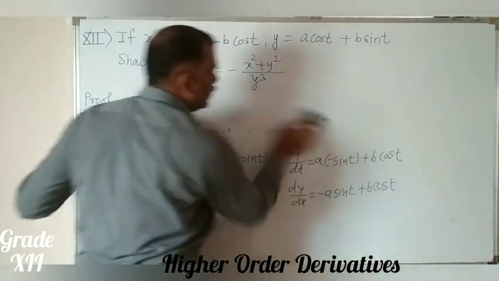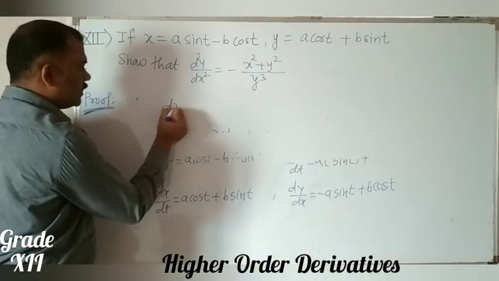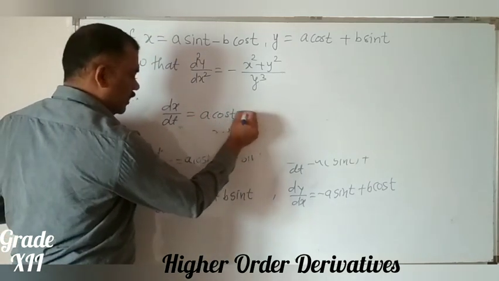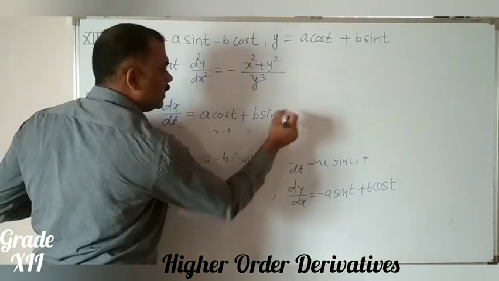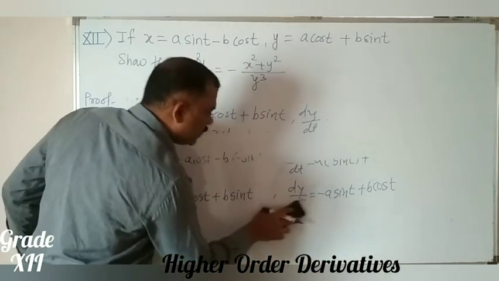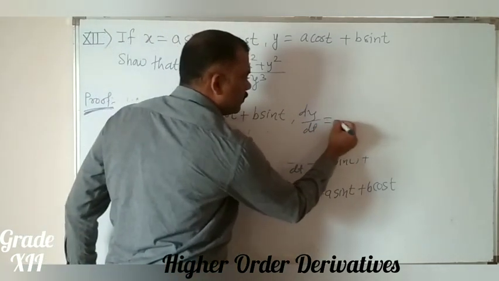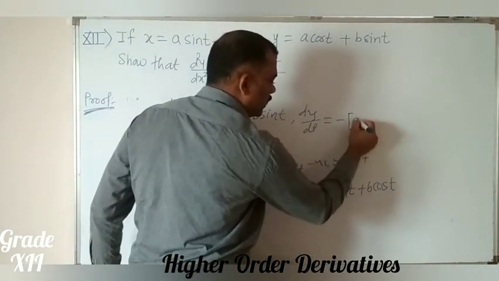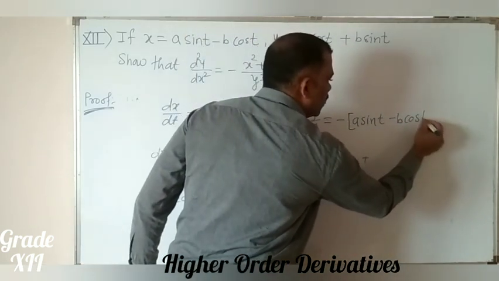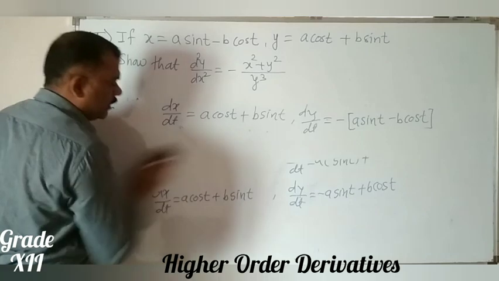Okay, here we have to take the minus sign common, so that we can write dx by dt and dy by dt. dx by dt is as it is, that is a cos t plus b sin t, and dy by dt, here I will change that. dy by dt is equal to, here we have to take the minus common, so a sin t minus b cos t, so that we get dx by dt and dy by dt.